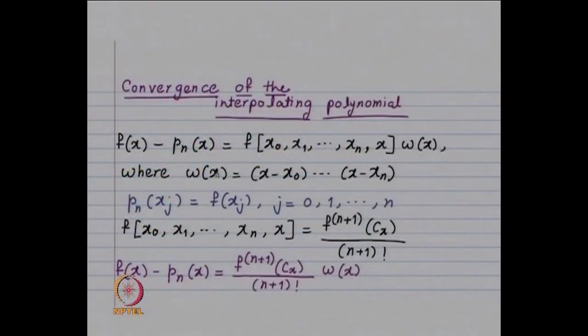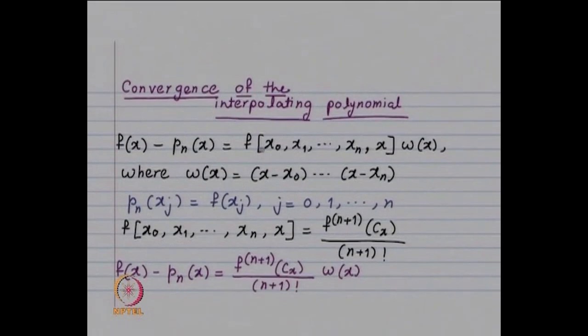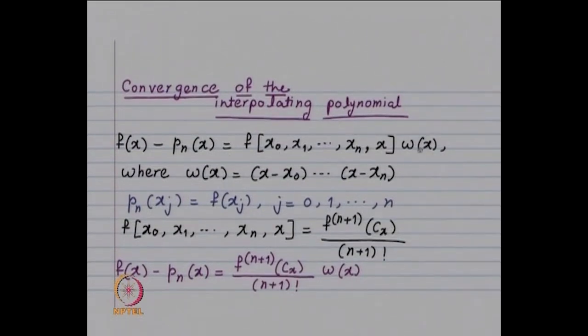So, now that brings me to convergence of interpolating polynomial. So, we have f(x) minus p_n(x) to be the divided difference multiplied by w(x), where w(x) is the product of (x minus x_j), j going from 0, 1 up to n. p_n is the polynomial which interpolates the given function at n plus 1 points and which has degree less than or equal to n. If your function f is sufficiently differentiable, in this case suppose it is n plus 1 times differentiable, then the divided difference will be f^(n+1) evaluated at some point c divided by (n plus 1) factorial.